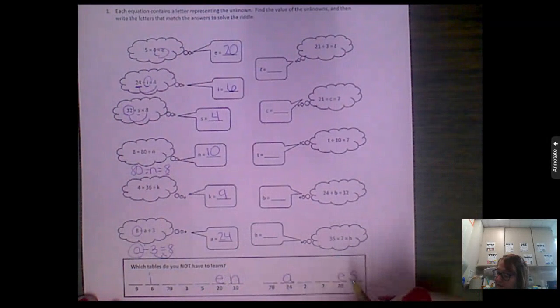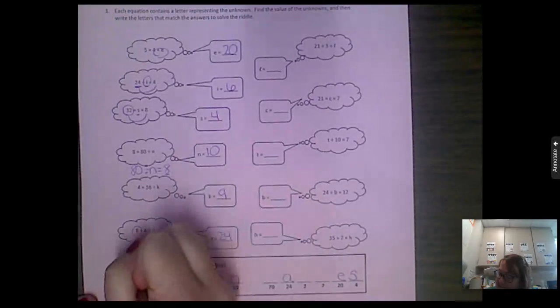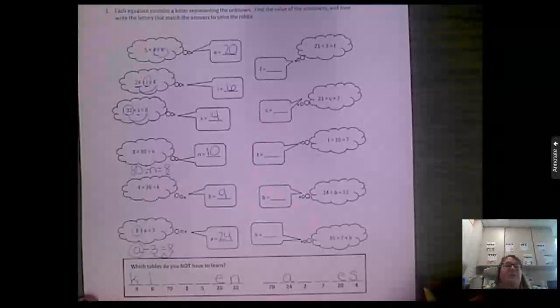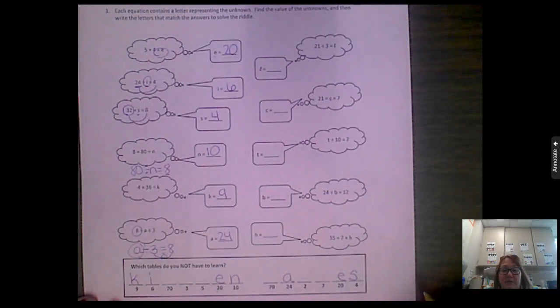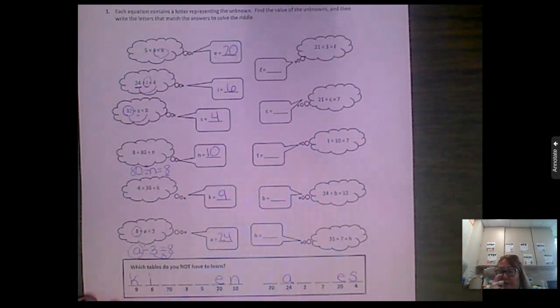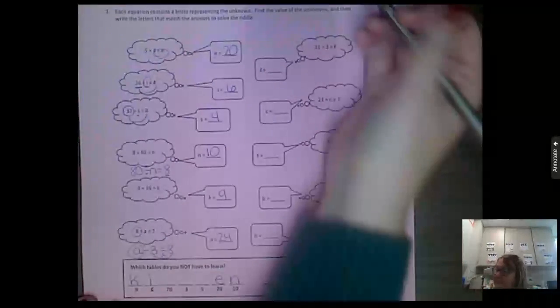Let me get this in here so I can, 9 is a K. And that's the only one there. Good. So knowing those songs can really help us out. And then we'll eventually get to the point where we just know it without even having to do the song or to think about it. And maybe you're already there.